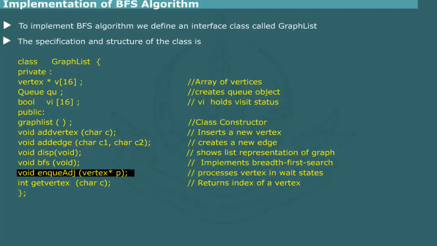NQADJ is an auxiliary function that performs NQ and DQ operations in traversing the graph. GetVertex returns the index number of a vertex. Click the button to run an interactive program for breadth first search algorithm.